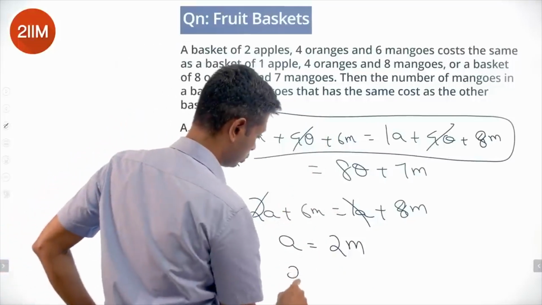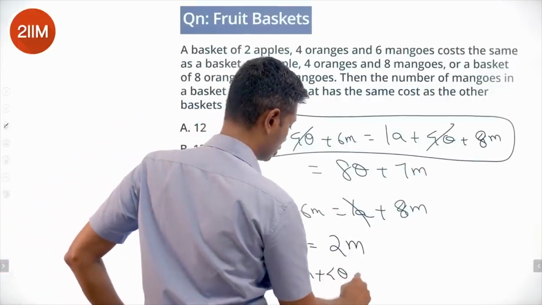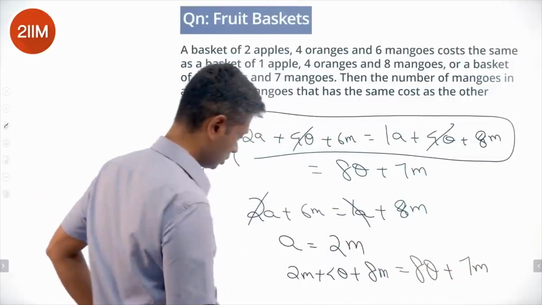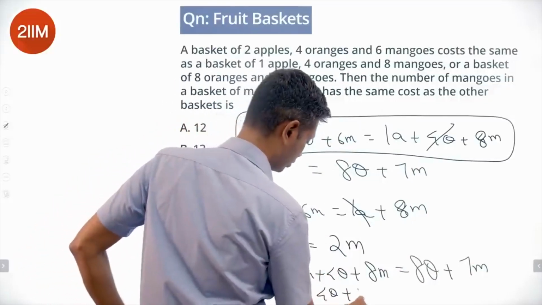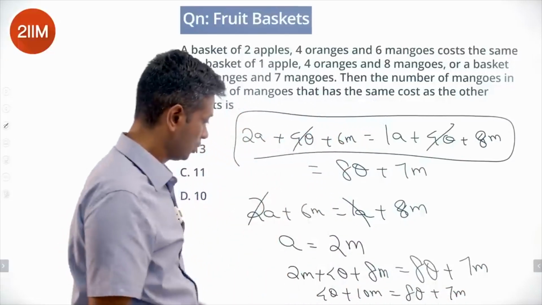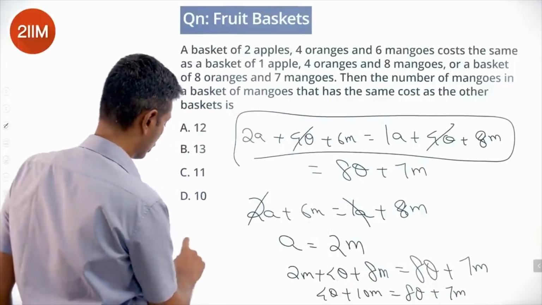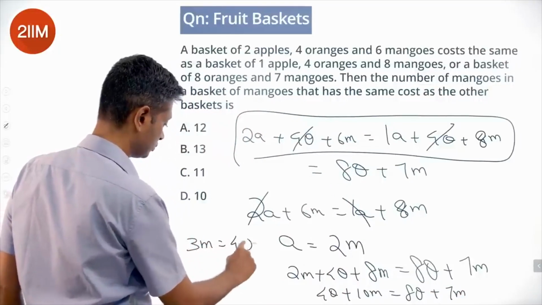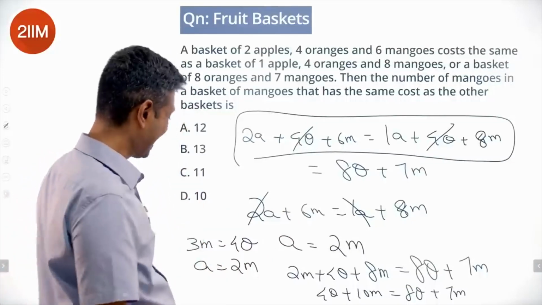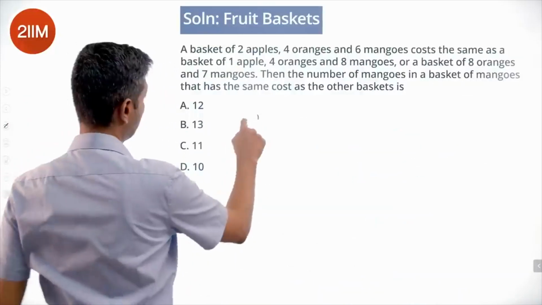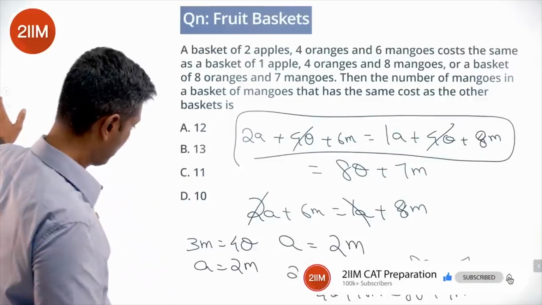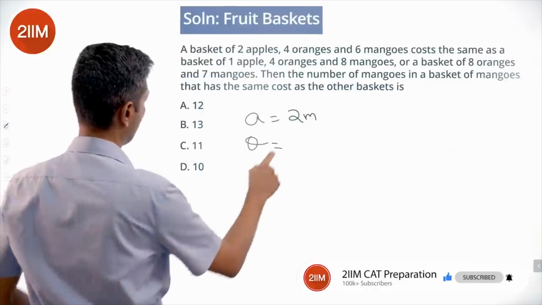Lovely, that is helpful. An apple is 2 mangoes, we can plug that here. So 1 apple, 2 mangoes plus 4 oranges plus 8 mangoes is 8 oranges plus 7 mangoes. This 4 oranges plus 10 mangoes is 8 oranges plus 7 mangoes. 3 mangoes equals 4 oranges. An apple is 2 mangoes. We can get everything in terms of mangoes. Let's do this. Apple is 2 mangoes. Orange is 3 mangoes is 4 oranges, or 1 orange is 3/4 of a mango.